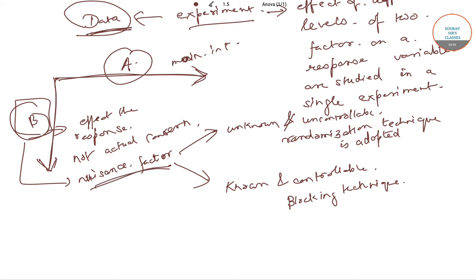So the nuisance factor is the factor which affects the response but is not the actual concern of the experimenter. If this nuisance factor is unknown and uncontrollable, then the randomization technique is adopted, and if it is known and controllable, then the blocking technique is adopted to control or eliminate the effect of the nuisance factor on the response.